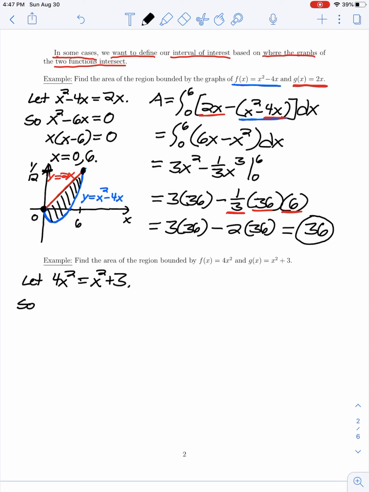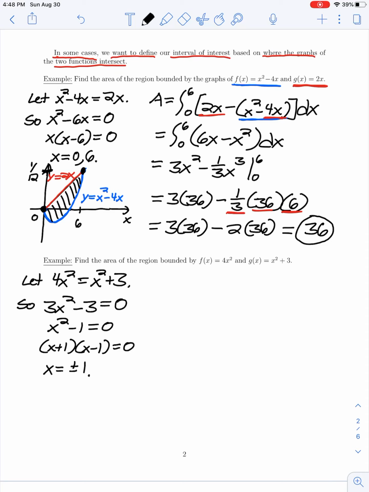And we find by moving all of our expressions to one side of the equation, maybe the left-hand side, that 3x squared minus 3 is equal to 0. So I can then divide this equation through by 3, and I have x squared minus 1 is 0. And then this factors as x plus 1 times x minus 1 is 0. So it follows that x could be positive or negative 1.